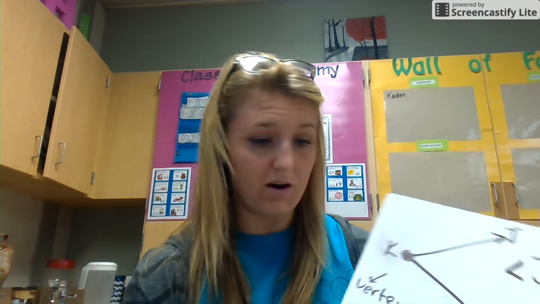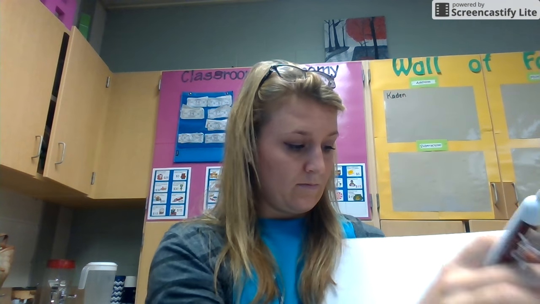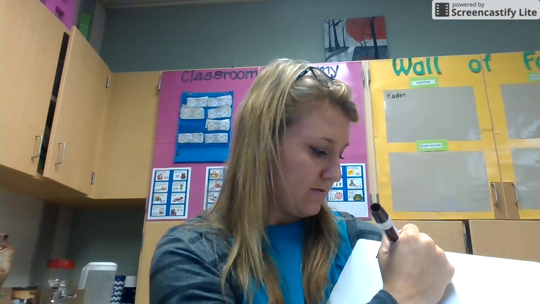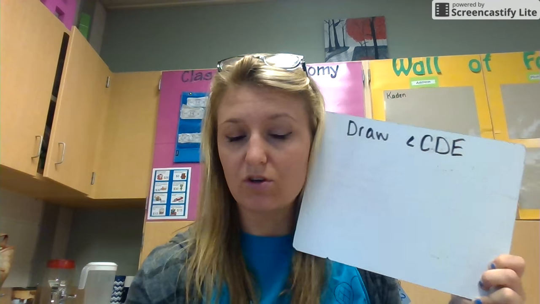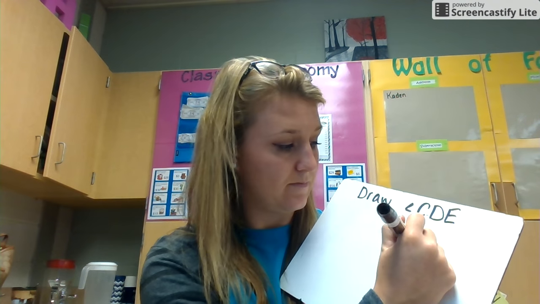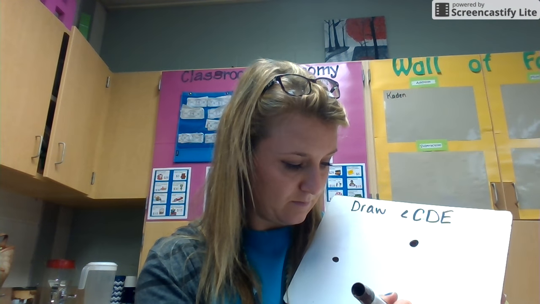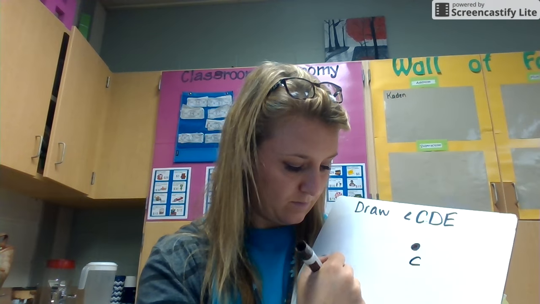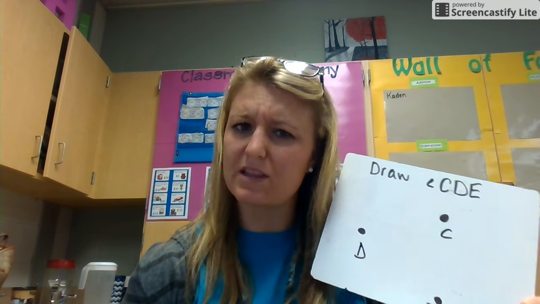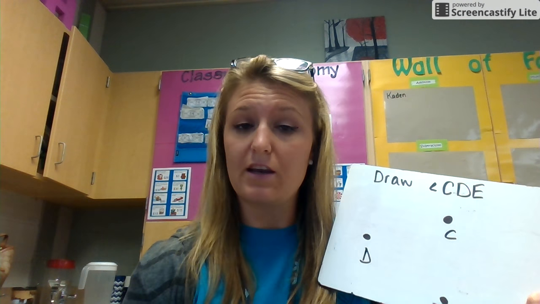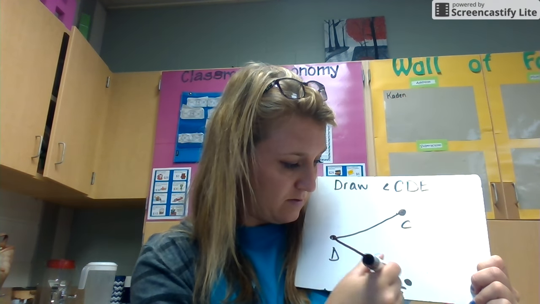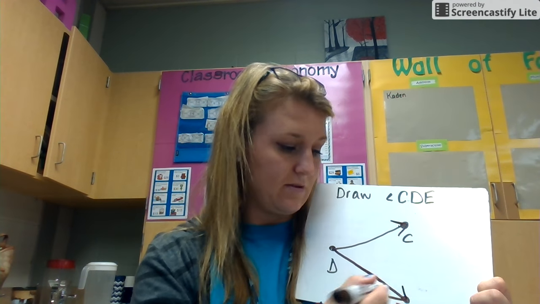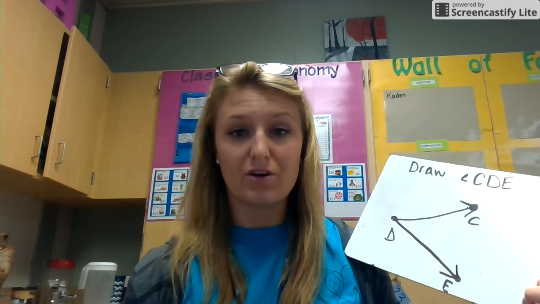If they ask us to draw angle CDE, what point should my vertex be? You're going to see something like this in your math journal, and they're going to ask you to draw the angle. You should have answered that our vertex should be point D. So that's where both of our lines need to connect. We can't forget to have our arrows on the end. All right, good job so far.